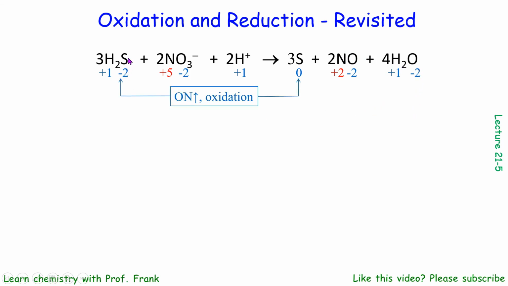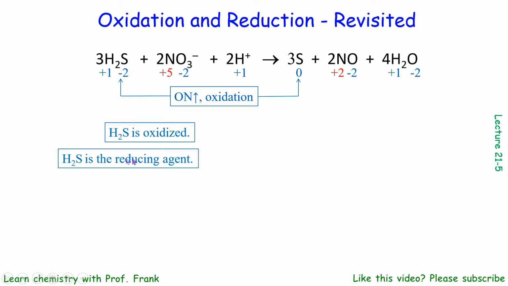If we look at sulfur right now, the sulfur from dihydrogen sulfide, the oxidation number for sulfur here is negative 2. And then after the reaction, sulfur becomes an element just by itself. So therefore that's 0. So we can see the oxidation number increases, then this half reaction is oxidation reaction. Then H2S is oxidized, and dihydrogen sulfide is the reducing agent.